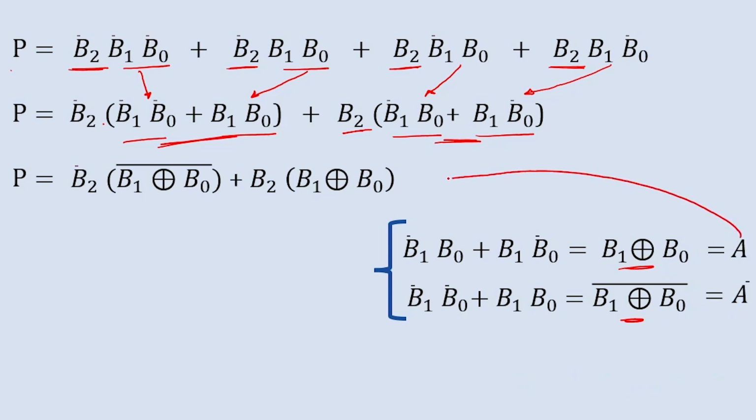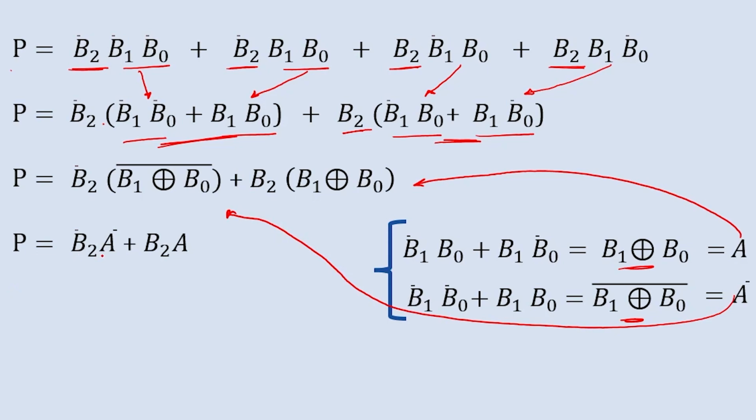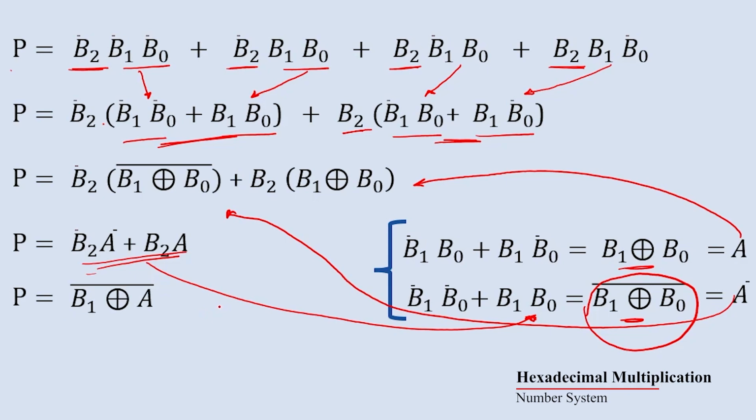So now we'll replace this A over here and we'll replace this A bar over here. And we can rewrite this equation as B bar dot A bar plus B2 A. Now when you look at this equation, it looks similar to this equation. So we can rewrite this equation as B2 XOR A bar or B2 XNOR A. It is actually B2, not B1, right? So B2 XOR A. Now let's see what is A.